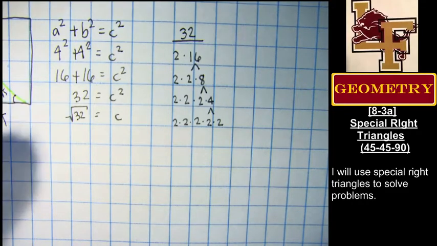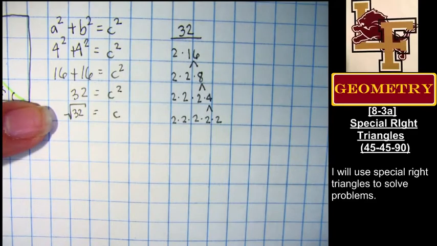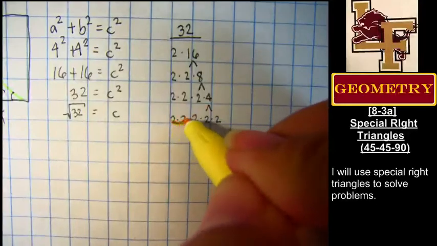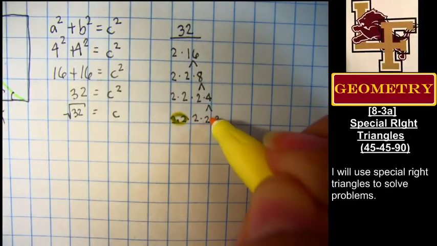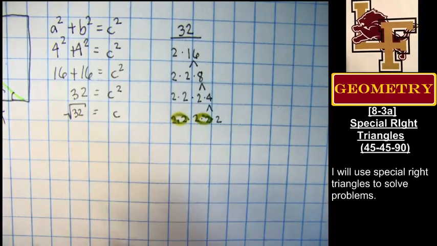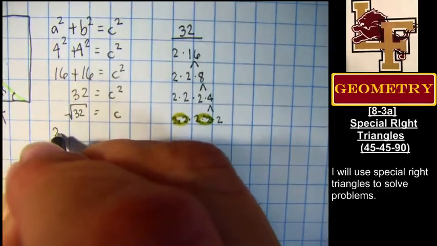Now, in order to handle this square root, the square root is like playing a game of Go Fish. It's looking for pairs of numbers. So let's find some pairs. I have a pair of 2's here, and I have a pair of 2's here. I have 2 pairs of 2's, so I'm going to say that I have those on the outside.